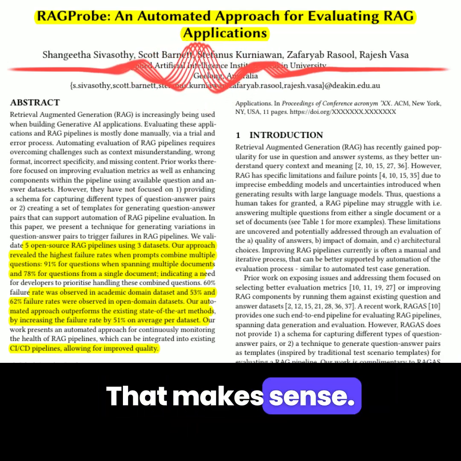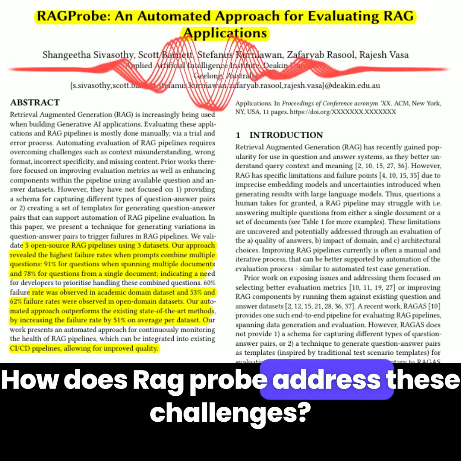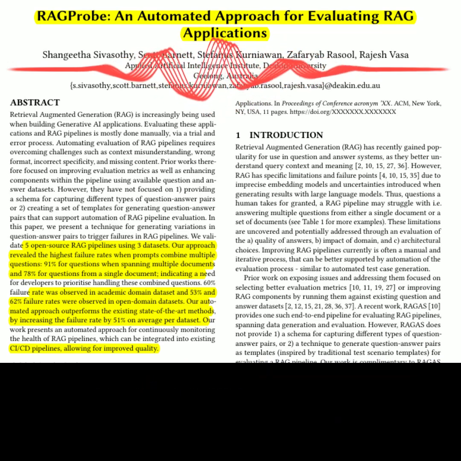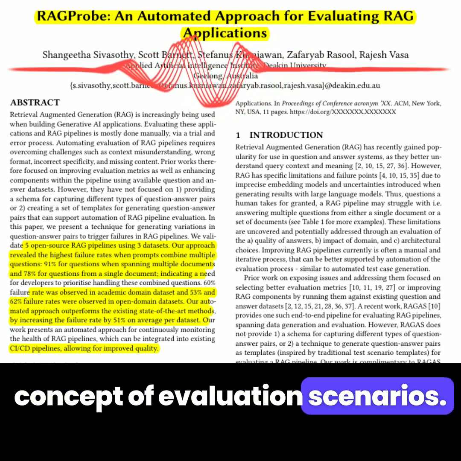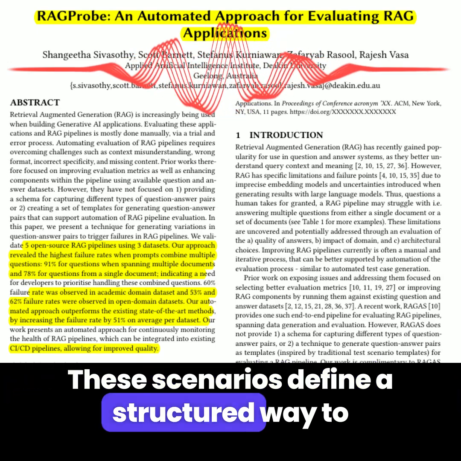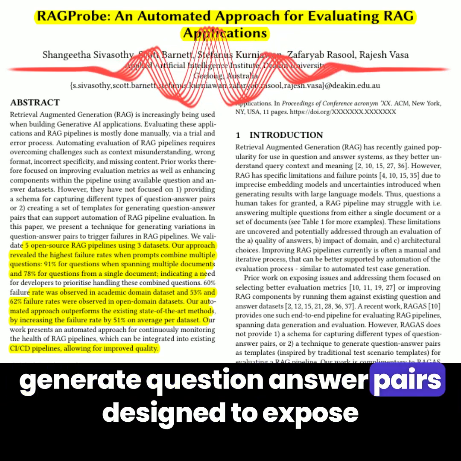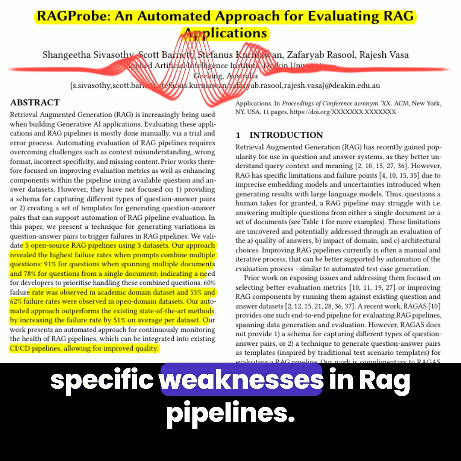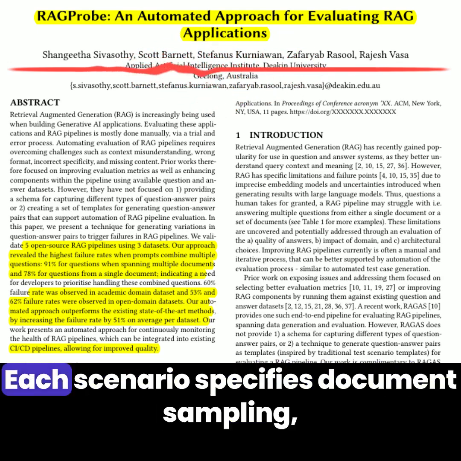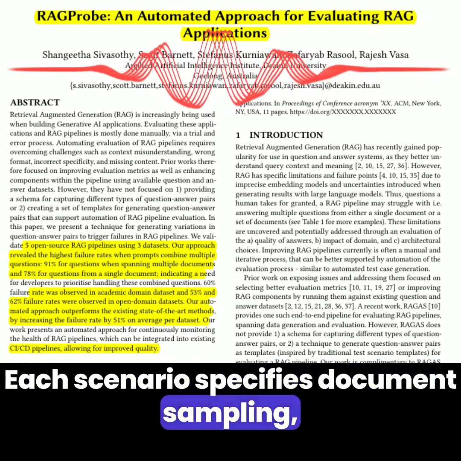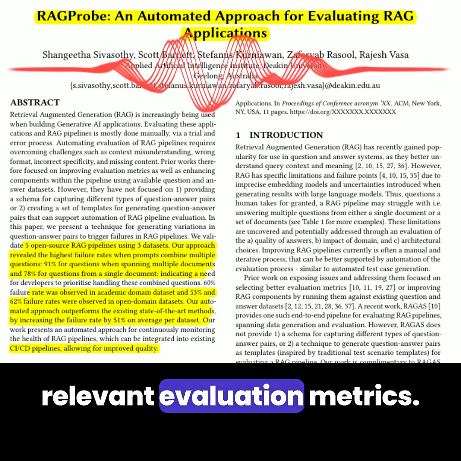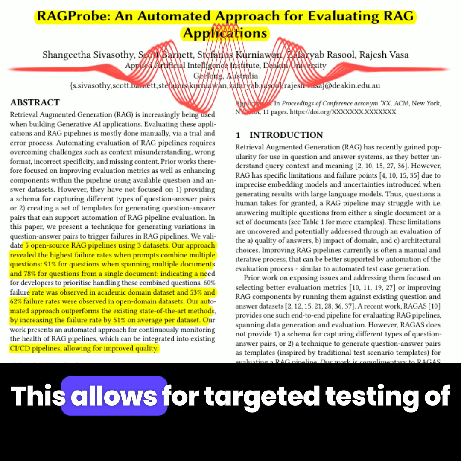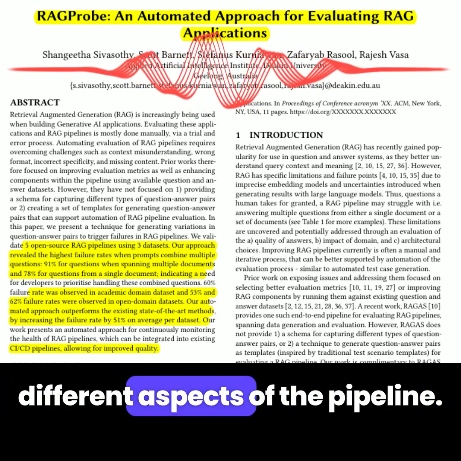That makes sense. How does RAGProbe address these challenges? What's its novel approach? RAGProbe introduces the concept of evaluation scenarios. These scenarios define a structured way to generate question-answer pairs designed to expose specific weaknesses in RAG pipelines. Each scenario specifies document sampling, chunking, prompt engineering strategies, and relevant evaluation metrics. This allows for targeted testing of different aspects of the pipeline.